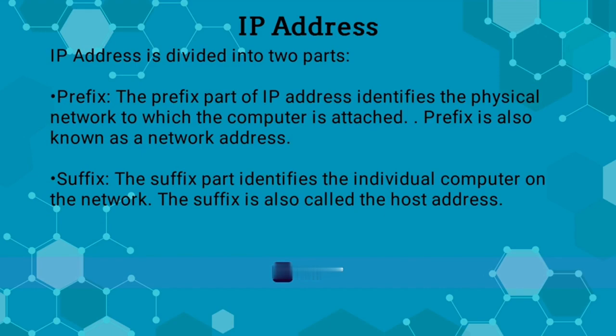An IP address is divided into two parts, prefix and suffix. The prefix part of an IP address identifies the physical network to which the computer is attached. The prefix is also known as the network address. The suffix part identifies the individual computer on the network. The suffix is also known as the host address.